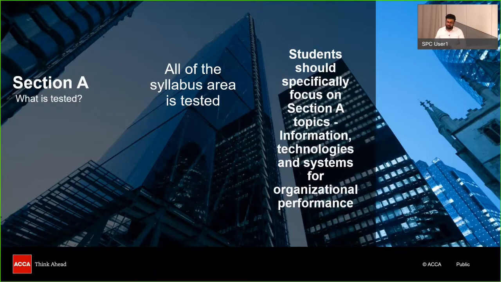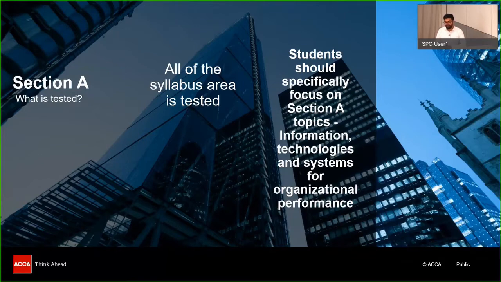I would also like to highlight a particular area that's important from Section A of the exam, which is syllabus area A. The reason being, students usually focus on the rest of the 4 areas as they are core areas of performance management, and they usually ignore this area A, which deals with information and systems and how these are being used to improve the performance of an organization.